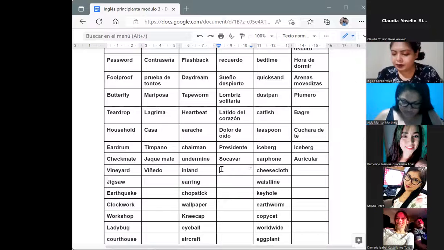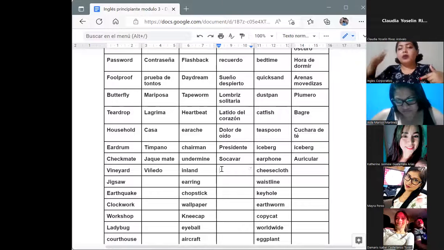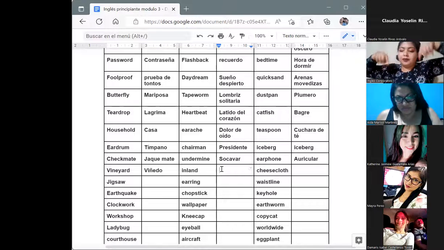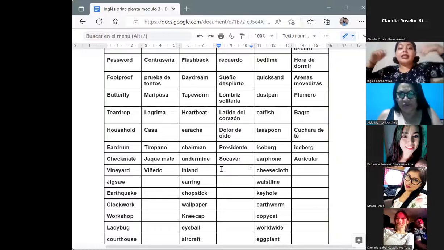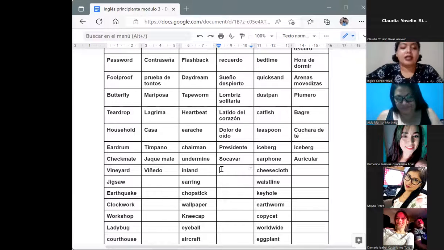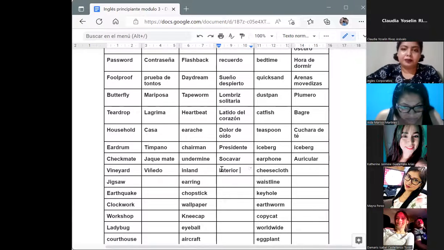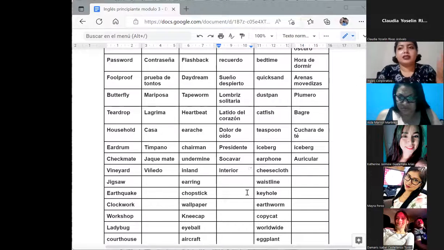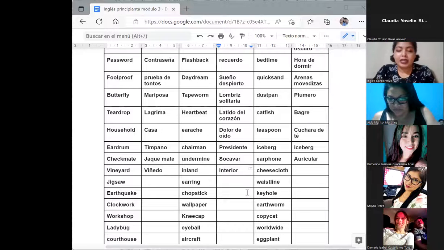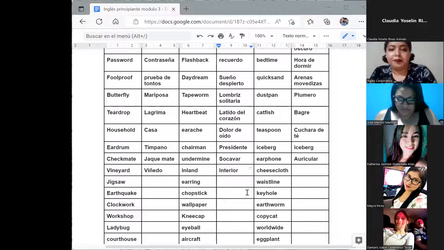Inland. We were talking about outdoor. And outdoor is el exterior. And inland is interior. But in this case, yes. Es en el interior, pero no de una casa, sino en el interior de un país. Oh. Así que inland es dentro del país. Por eso es land, tierra.